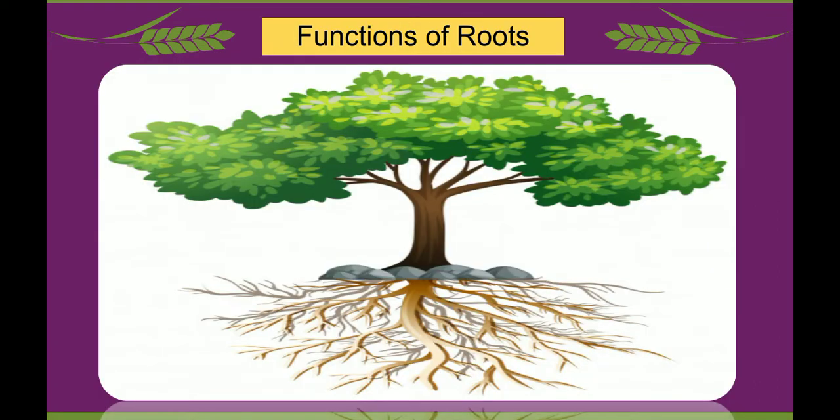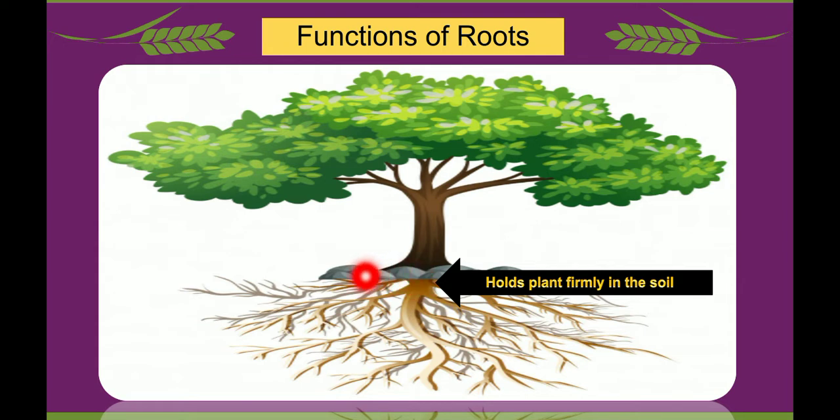So what are the functions of these roots? Why do plants have roots? What are the roots useful for the plants? Roots are the reason why the plants remain attached to the ground. These roots support the plant. They help the plant to stand firmly without falling. Even when the strong wind blows, these roots help the plant to stand firmly without falling.